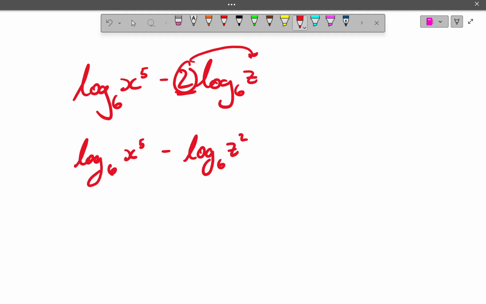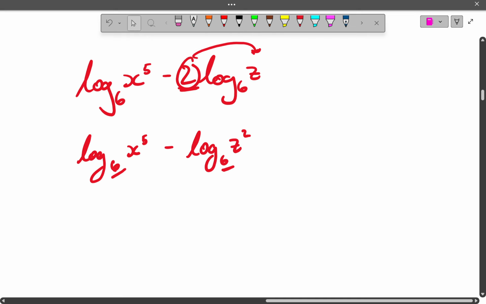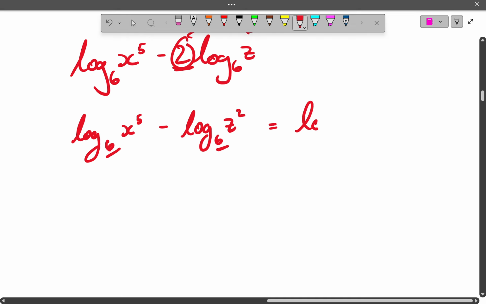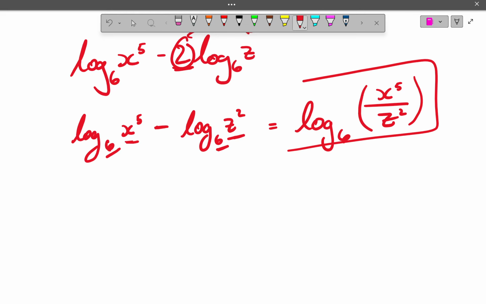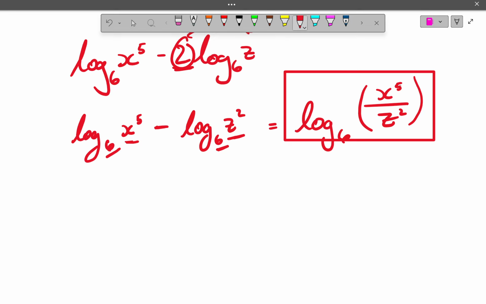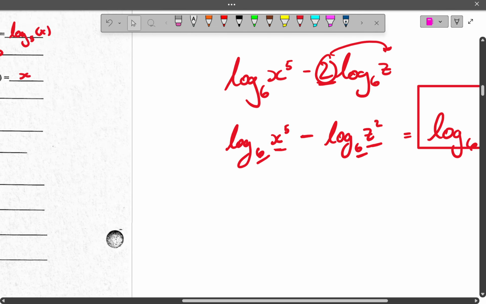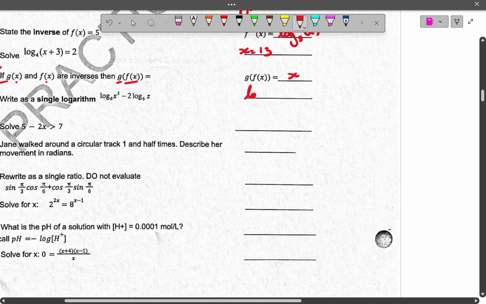Now we have two logarithms of the same base, 6 and 6, that are being subtracted from one another. And if we're subtracting two logarithms, the result will be a single logarithm, so log base 6. I'm going to take the first one, which would be x to the 5th power, and then if I'm subtracting, I'm going to be dividing by whatever I have here, so we divide by z squared. And this will be our final answer. So my final answer is going to be log base 6 of x to the 5th power divided by z squared.